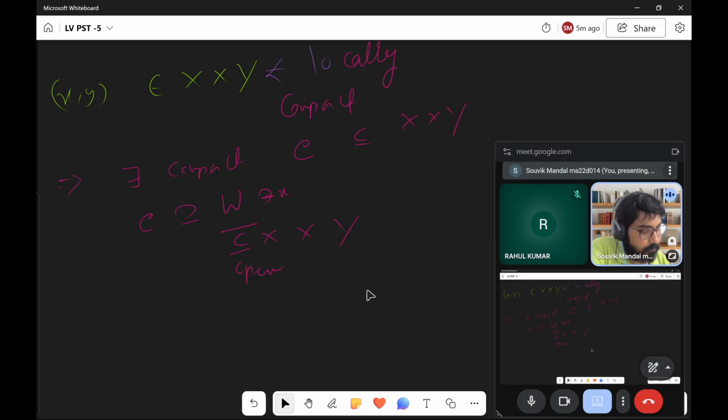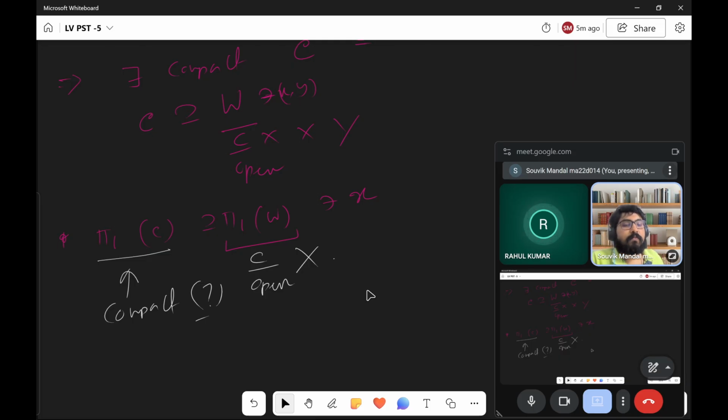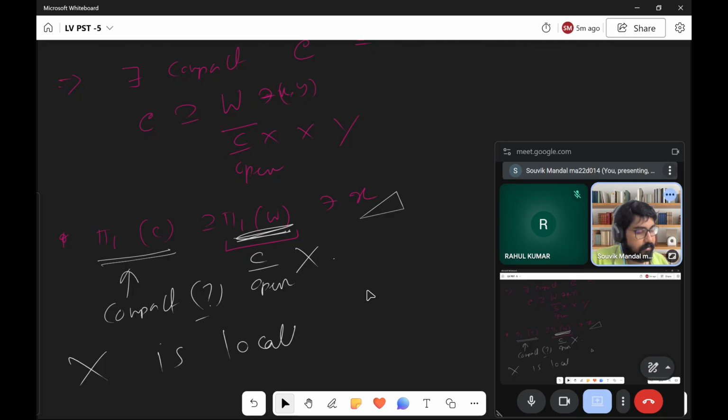Yes, sir. Okay. Now apply pi 1. So pi 1 of C contains pi 1 of W, and this contains little x, and this pi 1 of W is open in x. So first of all, pi 1 of C is compact, why? C is compact, and pi 1 is continuous. And W is open, so pi 1 of W is open because pi 1 is open. So that means a compact set contains an open set, which is an open neighborhood of little x. So that means x is locally compact. Is the argument clear to you?